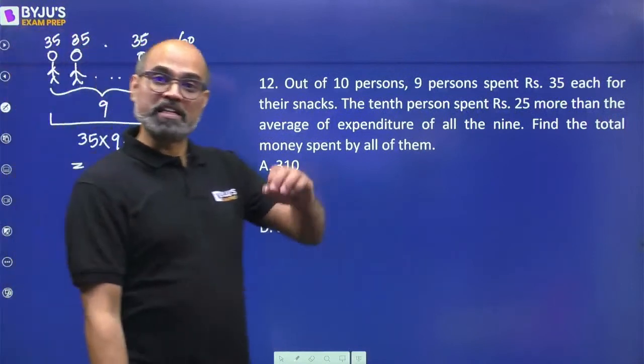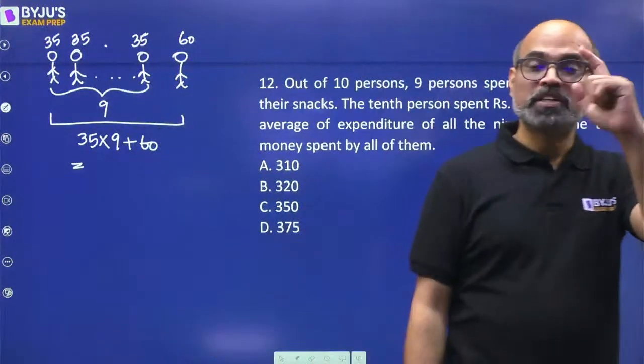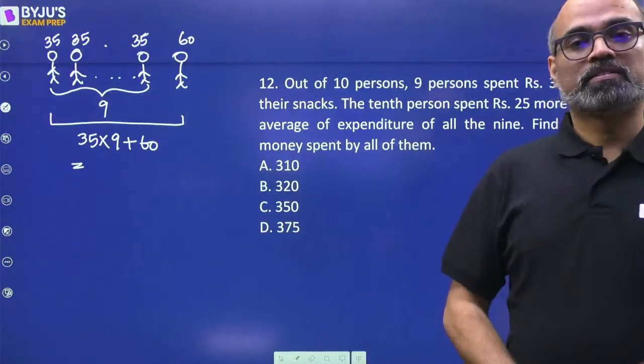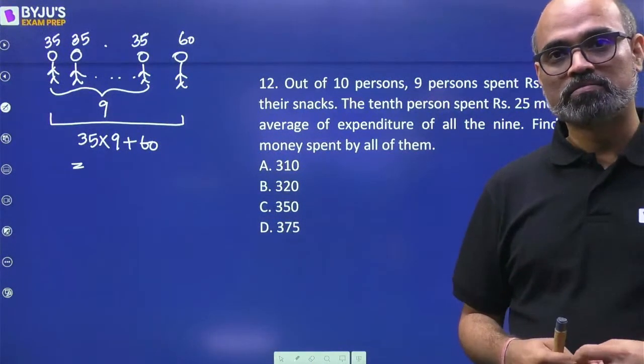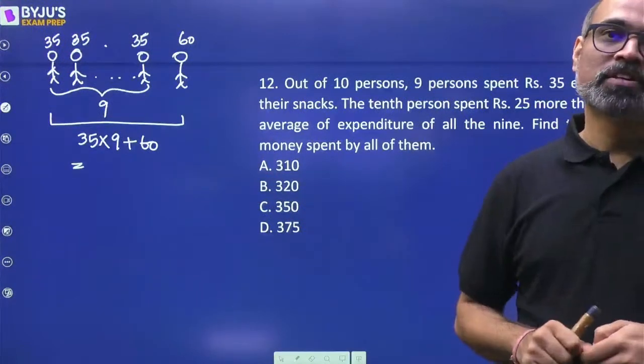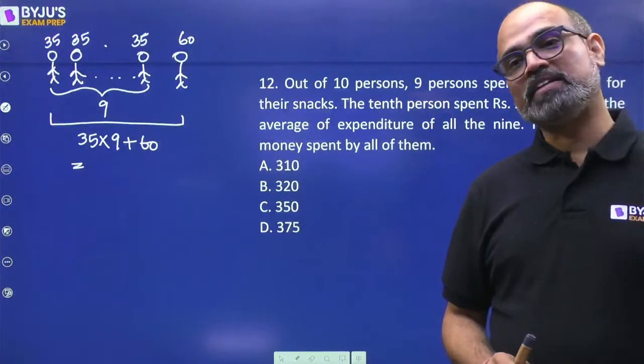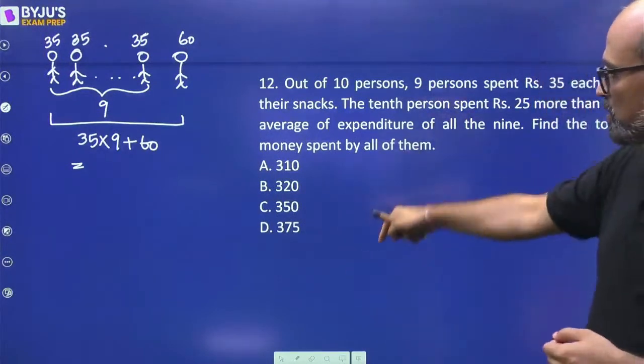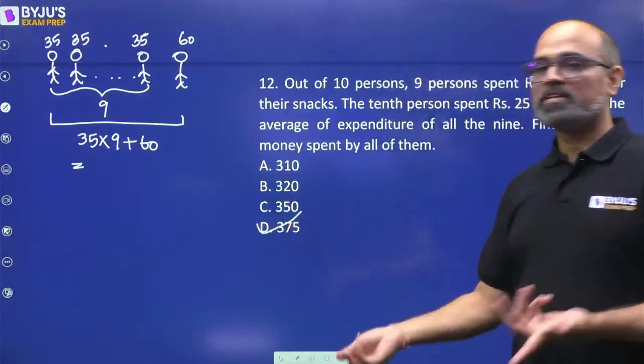I'm pretty sure this answer will end in 5. I'm not calculating it. 35 into 9, I know it will end in a 5, because 35 into 9 will end in a 5 and then you have the number 60 that ends in a 0. So 5 plus 0 will be 5. There is only one option that ends in 5, that is D. That will be the answer.